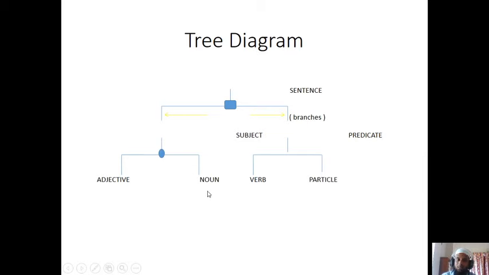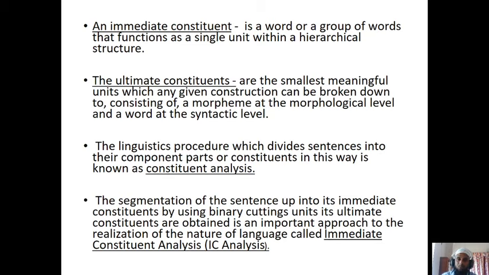Again, if you have other elements, then you should go on cutting, go on having binary cutting as long as you need. So by using binary cuttings, its ultimate constituents are obtained. So after binary cuttings, you reach the ultimate constituents. And it is an important approach to the realization of the nature of language, called immediate constituent analysis.